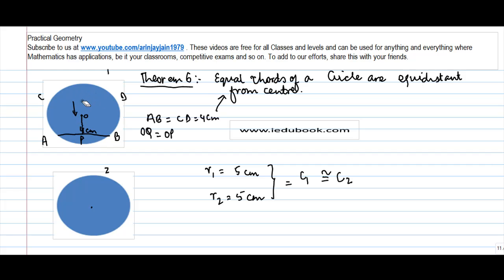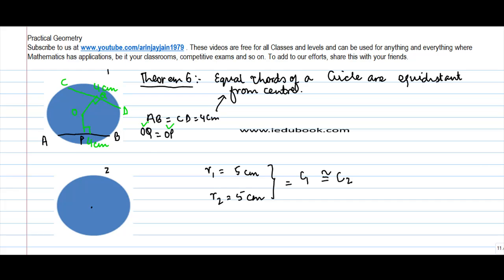Well, this is the easiest way I could have shown it. Let me take it a different way. Suppose chord CD was something like this, okay? And here also chord CD was equal to 4 centimeter, and chord AB was equal to 4 centimeter. In this case also, if you would have drawn a perpendicular from point O to, let's say again, Q, then OP will be equal to OQ.